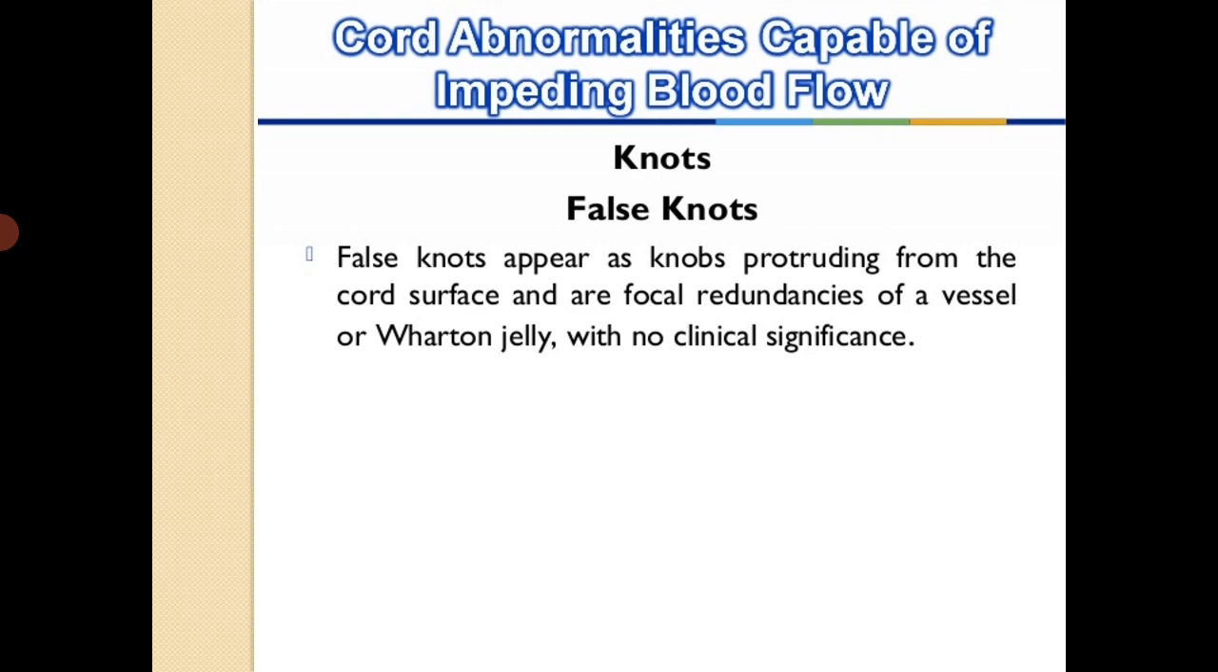Next are the cord abnormalities capable of impeding blood flow. First is the knot, which may be true or false. First we will see the false knot. False knots appear as knobs protruding from the cord surface and are focal redundancies of a vessel or Wharton's jelly with no clinical significance.